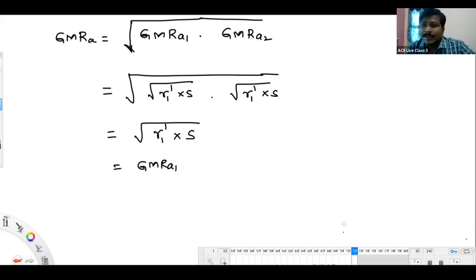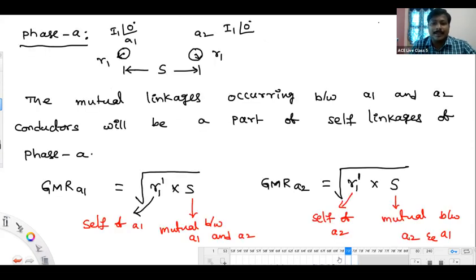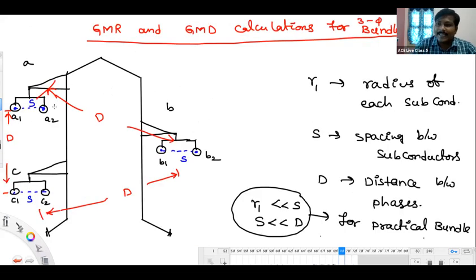Done. What about GMR of the phase B? Is it looking the same as phase A? Yes, because sizes of the conductors are the same, spacing is also equal. So GMR of phase B will be coming the same as GMR of phase A. And similarly, GMR of the phase C. Means my interest is to tell you, if the subconductor configurations in each and every phase are identical, then GMRs of all the 3 phases will be equal.